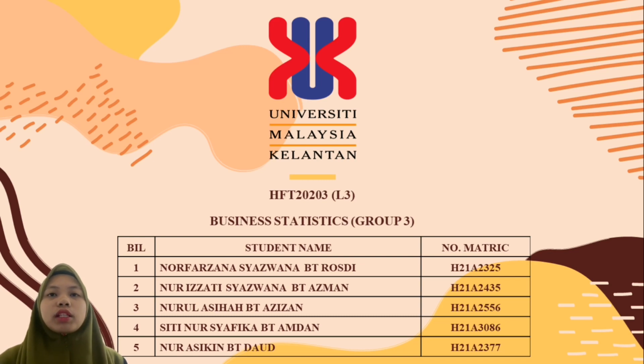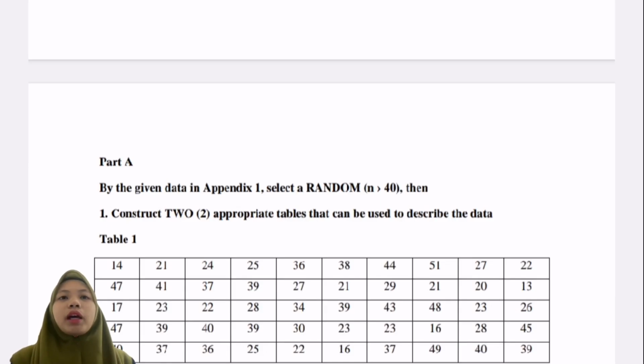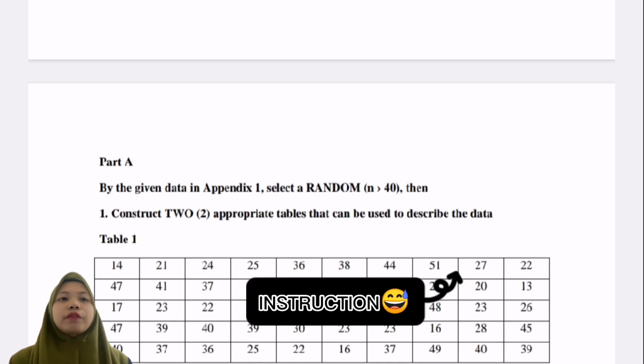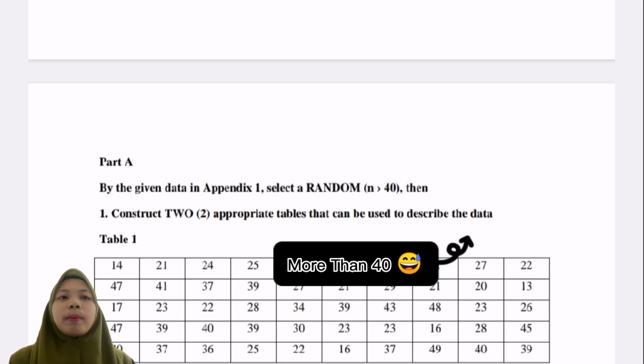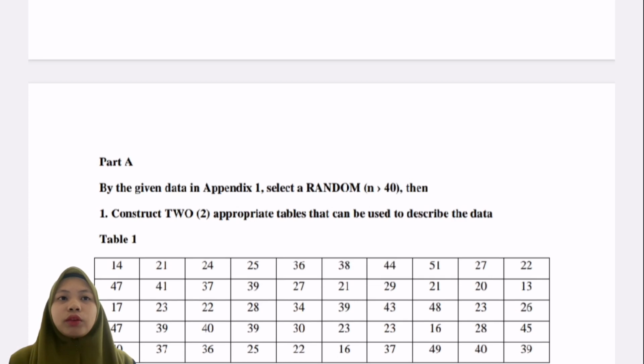My name is Siti Syafika binti Amdan with matrix number H2020386. Okay, I will start with part A. The first introduction is by the given data in appendix 1, select a random not more than 40 data and construct two appropriate tables that can be used to describe the data.